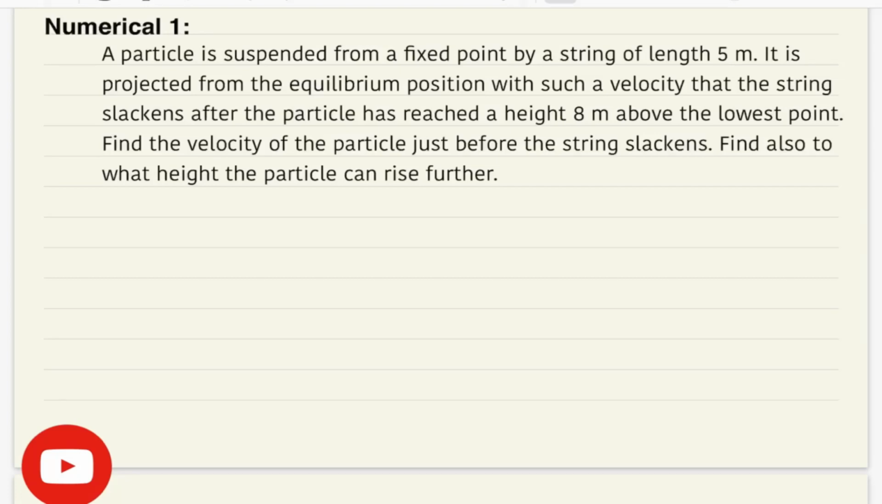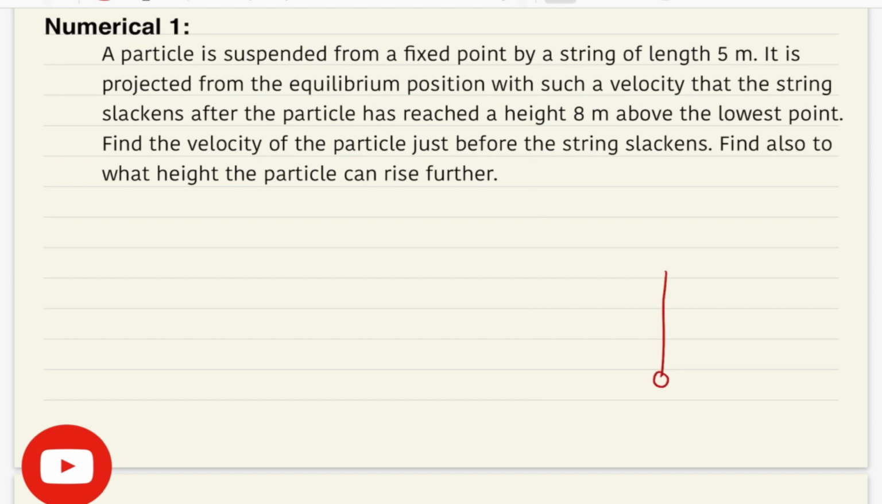In this lecture, we will talk about the numericals based on vertical circular motion. So let's start with numerical number one. It says that a particle is suspended from a fixed point by a string of length 5 meter. So this is our diagram relevant to that. This is a string and a particle is suspended having 5 meter length.